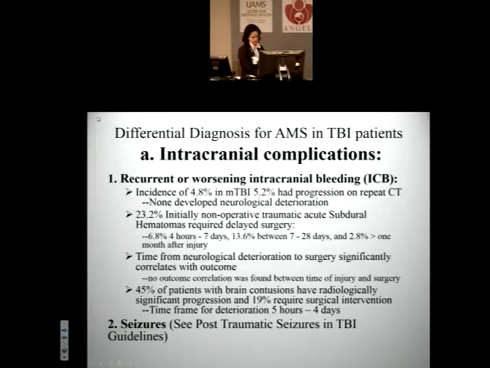The second topic after bleeds is seizures. This has been presented at a previous topic. Dr. Lindberg and Dr. McGuire presented the details on the guidelines of that management previously.